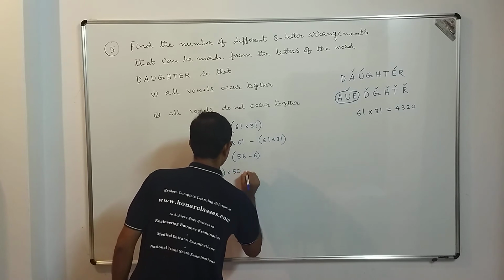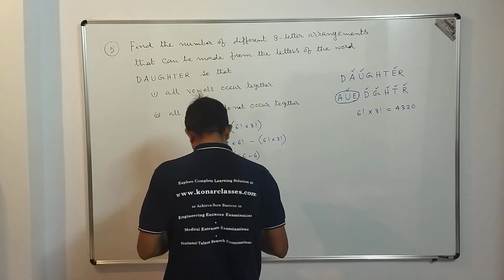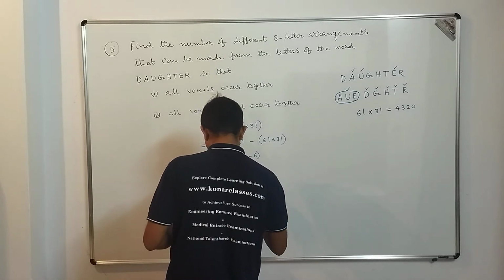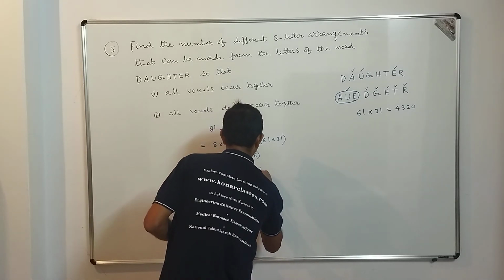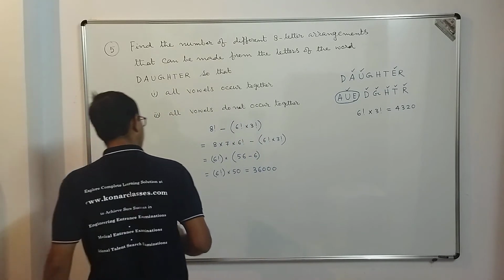I am not spending time computing this value. Later you can put that number in from the notes and find it out. You will get the same value. That actually comes to 36,000.